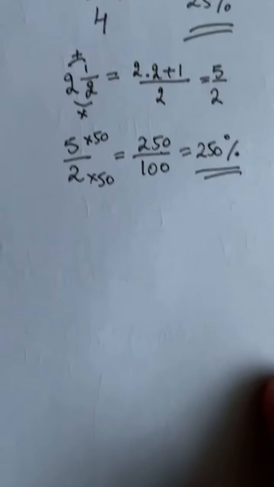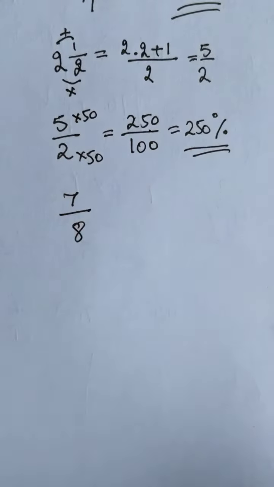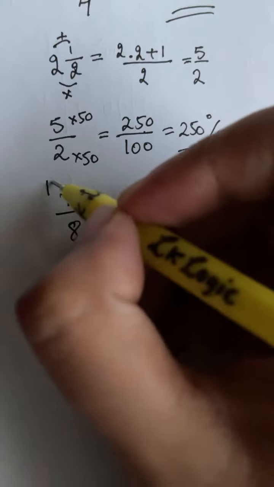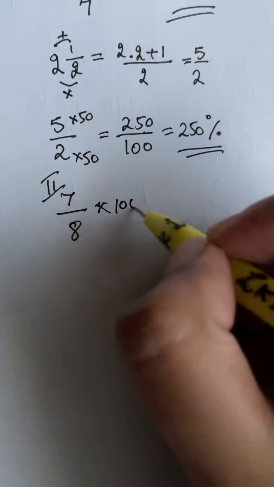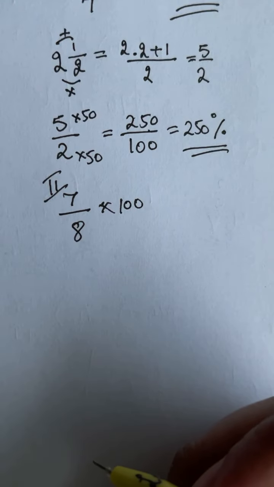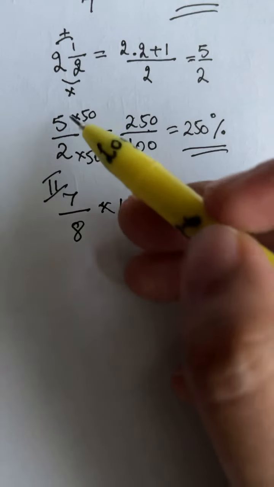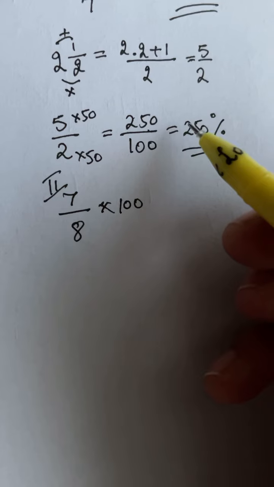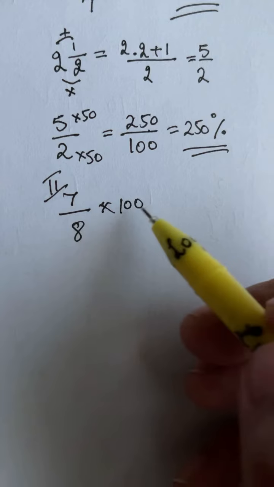Okay, let's see another example. For example, if we have 7 over 8. Now 7 over 8 using the second method, we just have to multiply by 100. This also we can do by the second method. 5 over 2 multiplied by 100, and you're going to get the same thing. That's 250%. Now let's see for this one. 7 over 8 times 100.